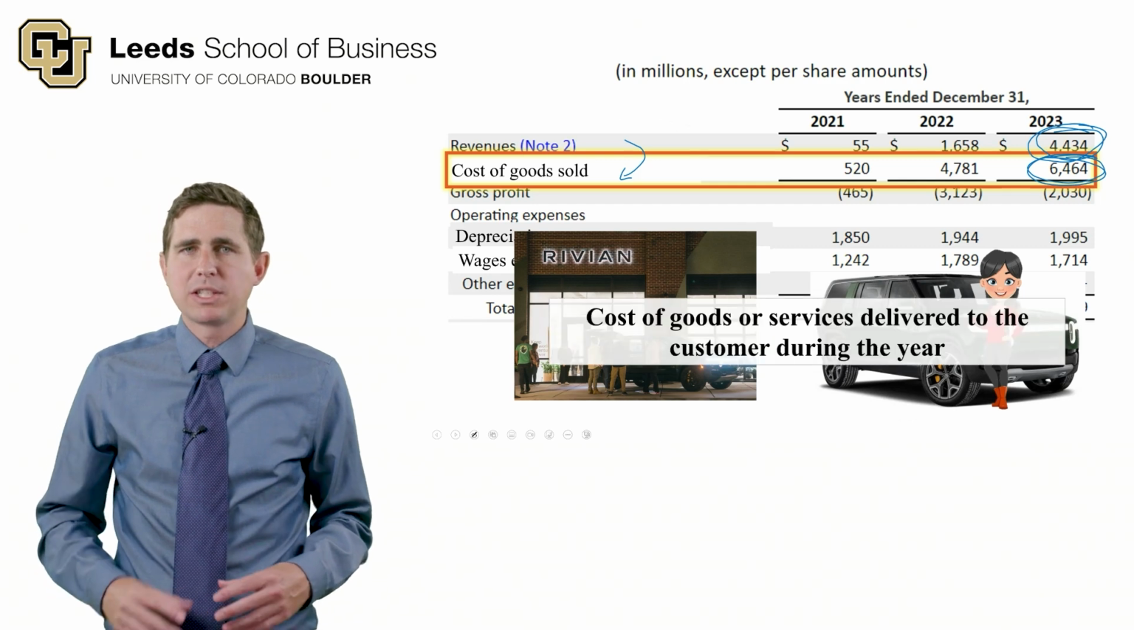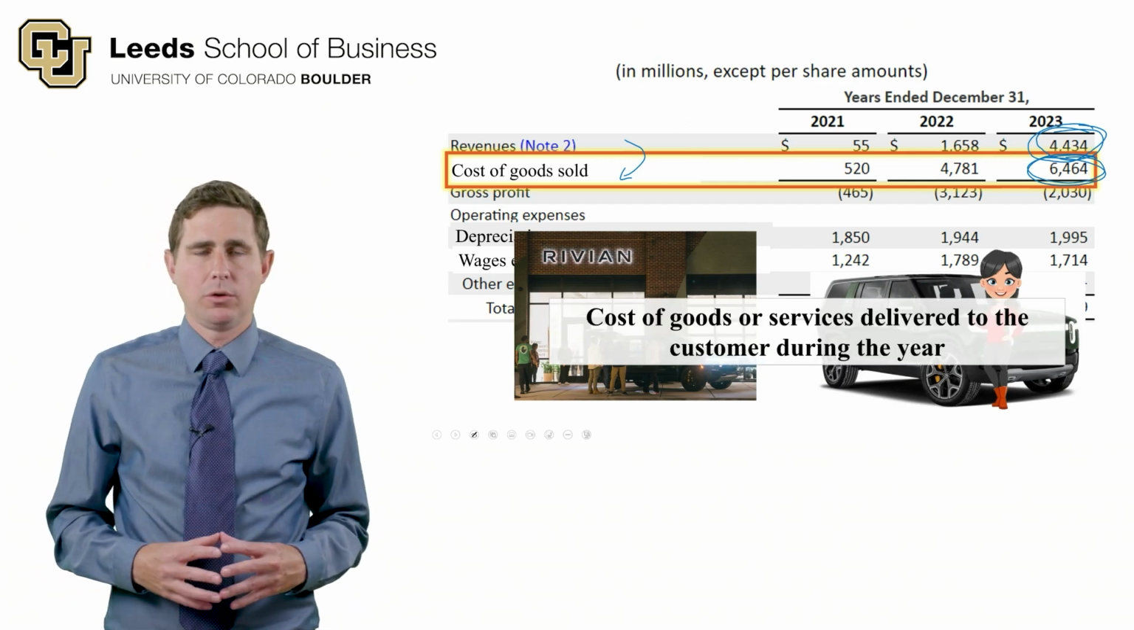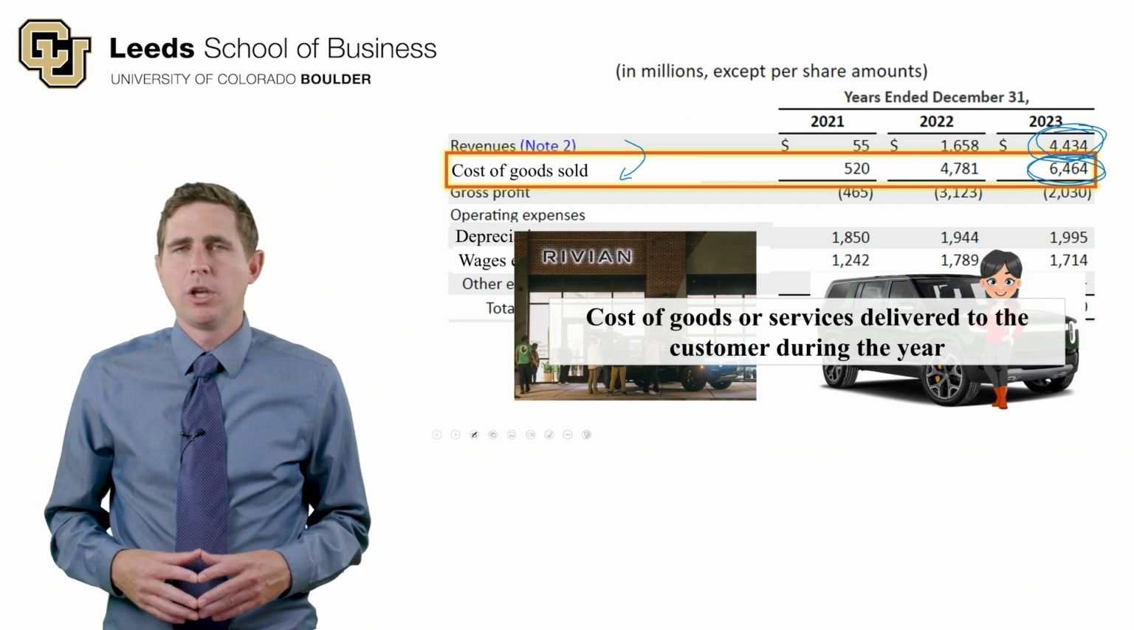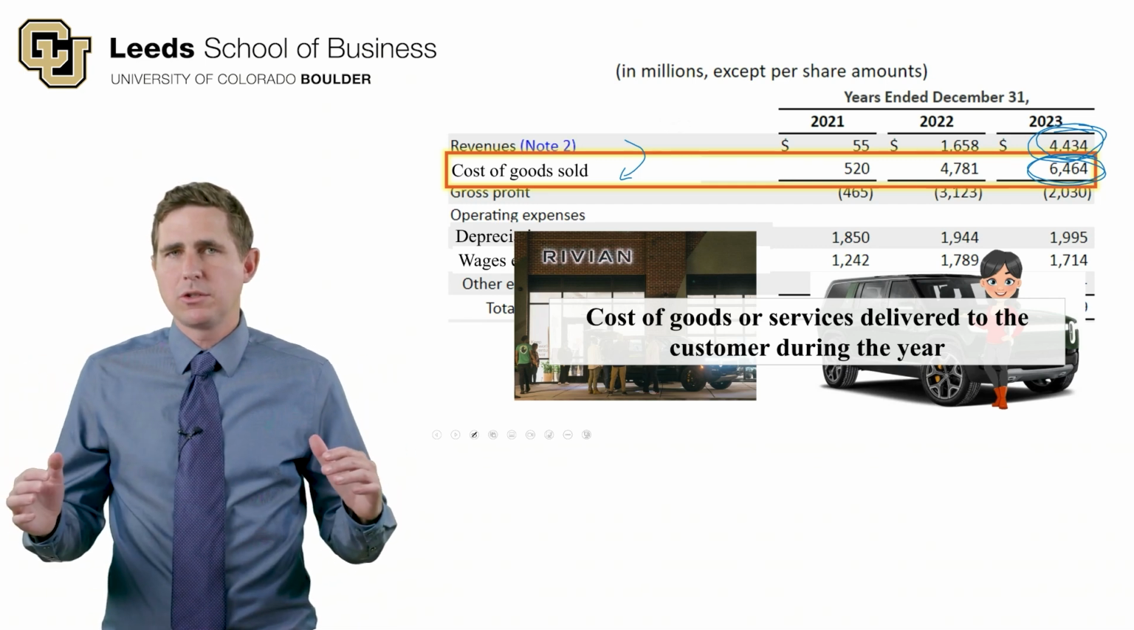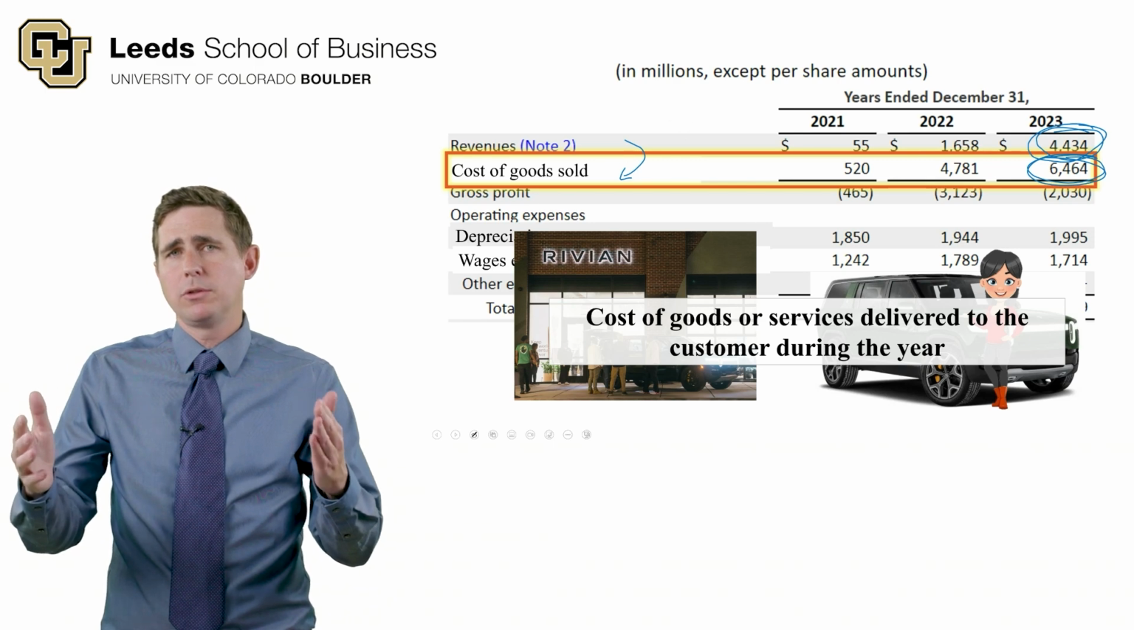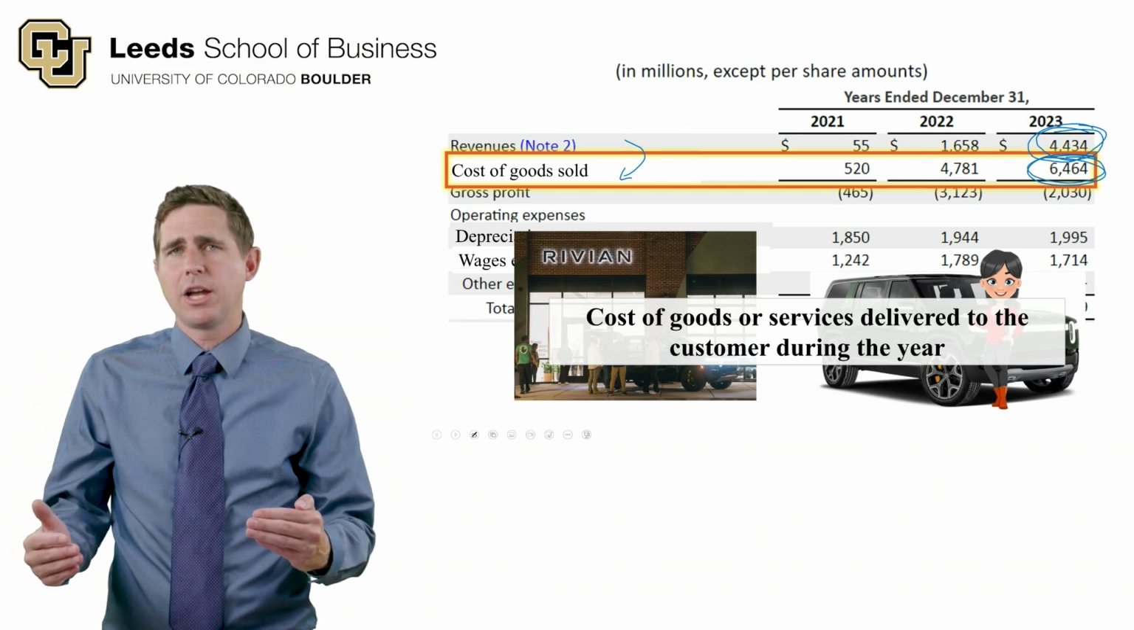Okay, so I hope I've explained that the cost of goods sold is the cost of the goods or services delivered to the customer. So revenues compared to cost of goods sold is like comparing what you charged your customers compared to what it cost you to manufacture the inventory.